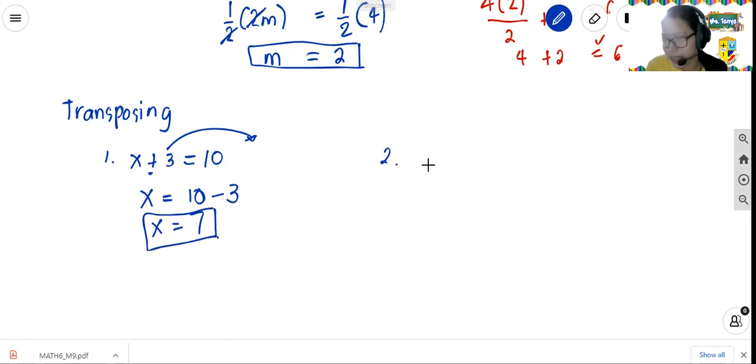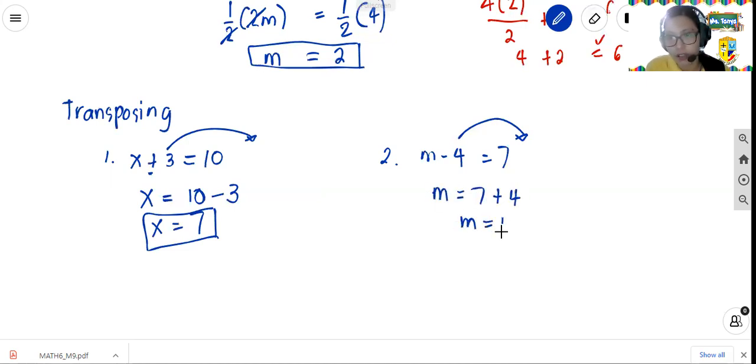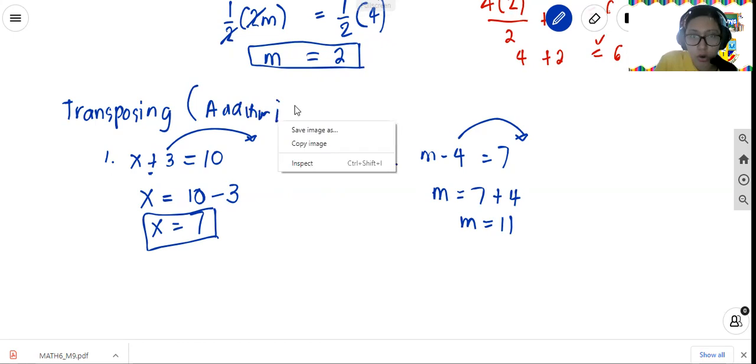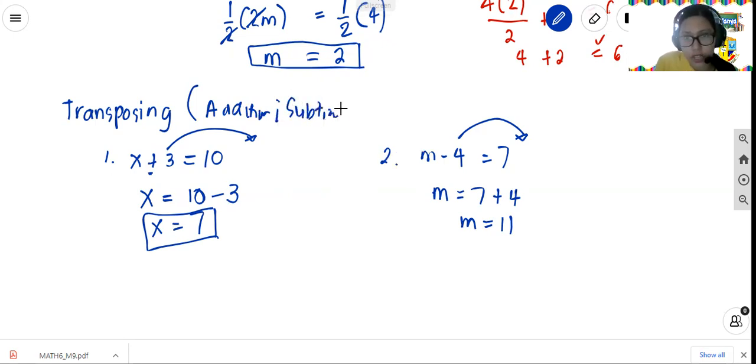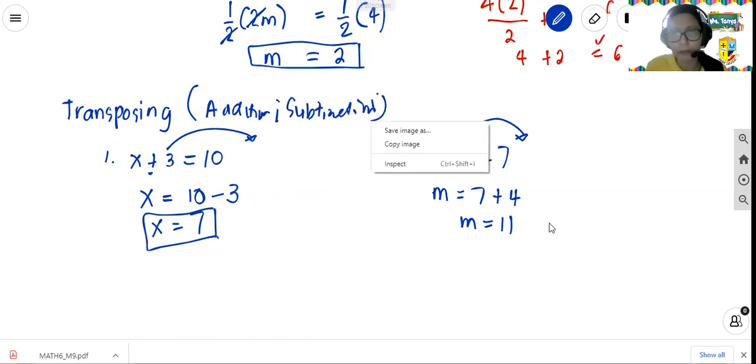Doing that on the second, which is m minus 4 equals 7, if you transpose that one, make sure that you change the sign. So m is equal to 7 plus 4, and that would give you 11. Again, transposition is only for addition or if you can see a subtraction sign. If there's no addition or subtraction there, then transposition cannot be used.